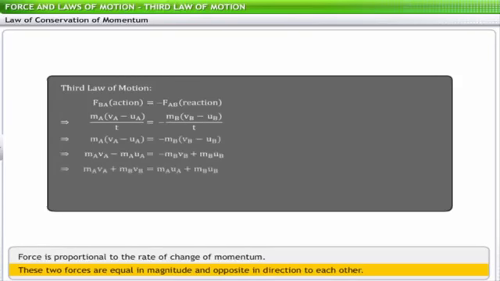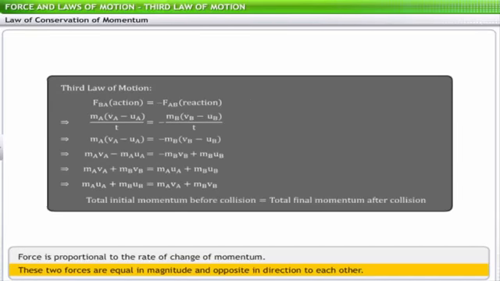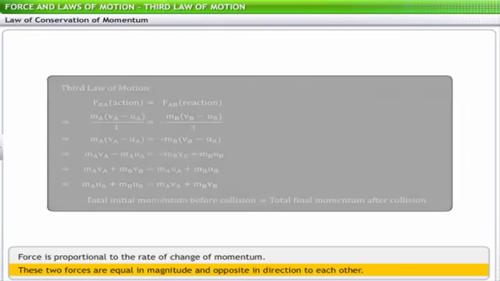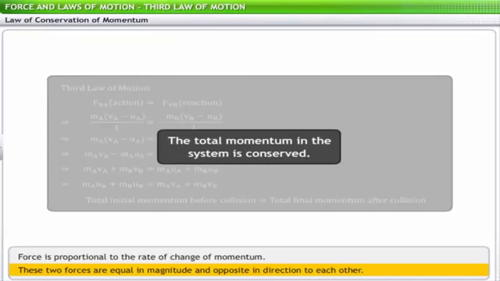By equating both these forces and simplifying the equation, the sum of the initial momentum of both the spheres before collision is equal to the sum of their final momentum after the collision. Hence, we can conclude that the total momentum in the system is conserved.